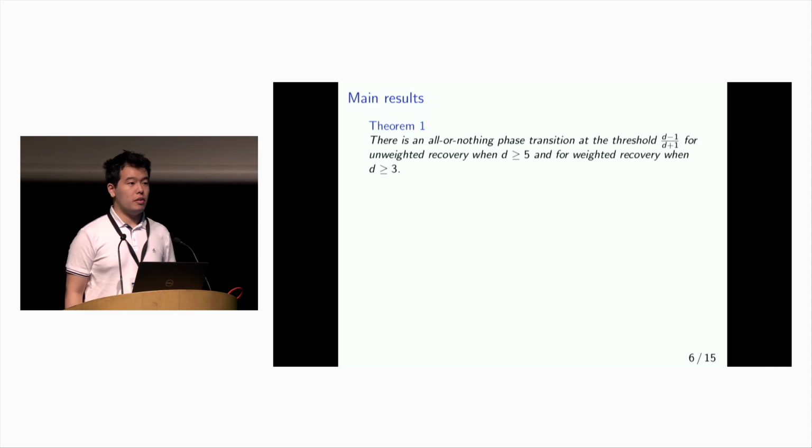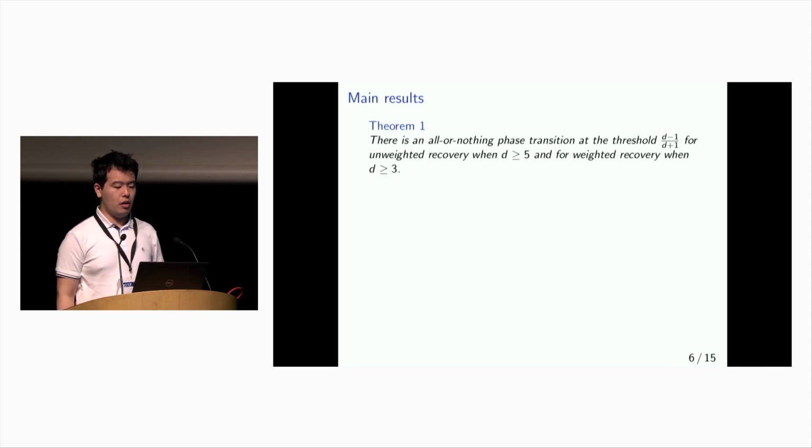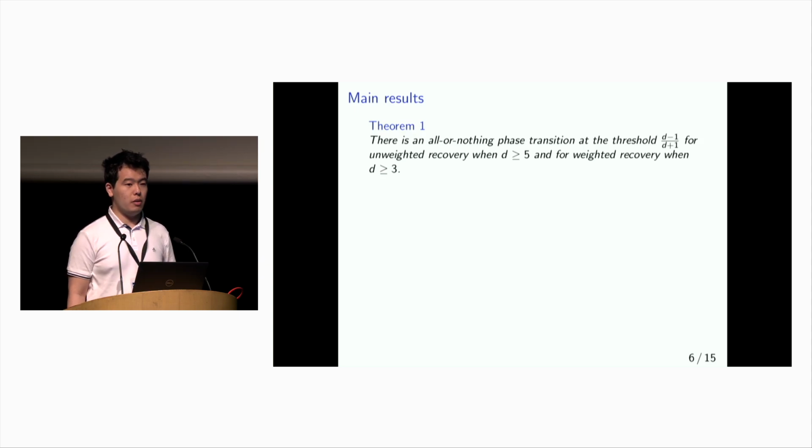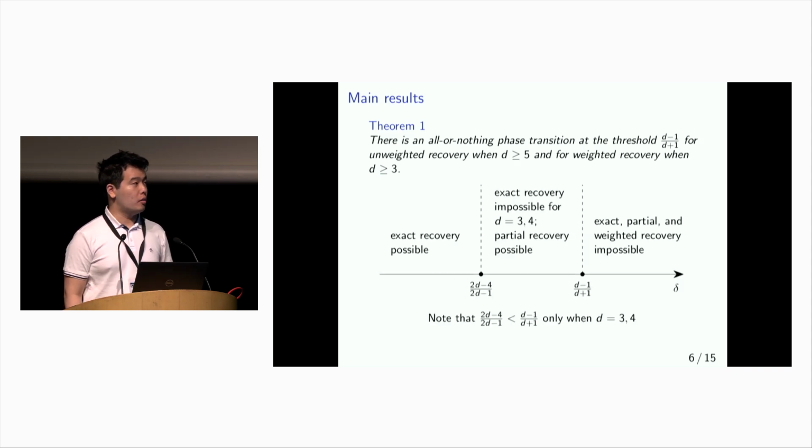So the main theorem of this paper is that there's an all-or-nothing phase transition at the threshold (D minus 1) over (D plus 1) for unweighted recovery when D is at least 5, and for weighted recovery for all D. So what happens when D is equal to 3 or 4? Well, there's a region between (2D minus 4) over (2D minus 1) and (D minus 1) over (D plus 1), where exact recovery is impossible, but partial recovery is possible.